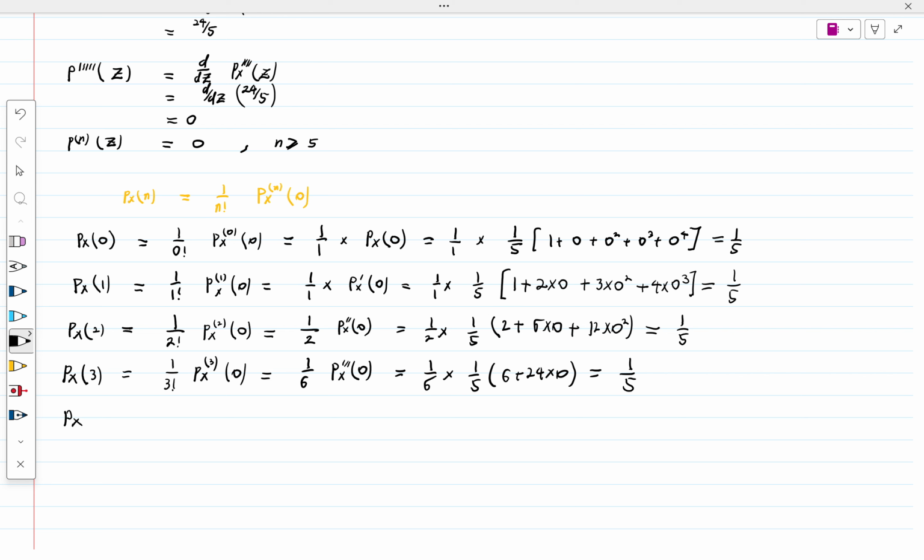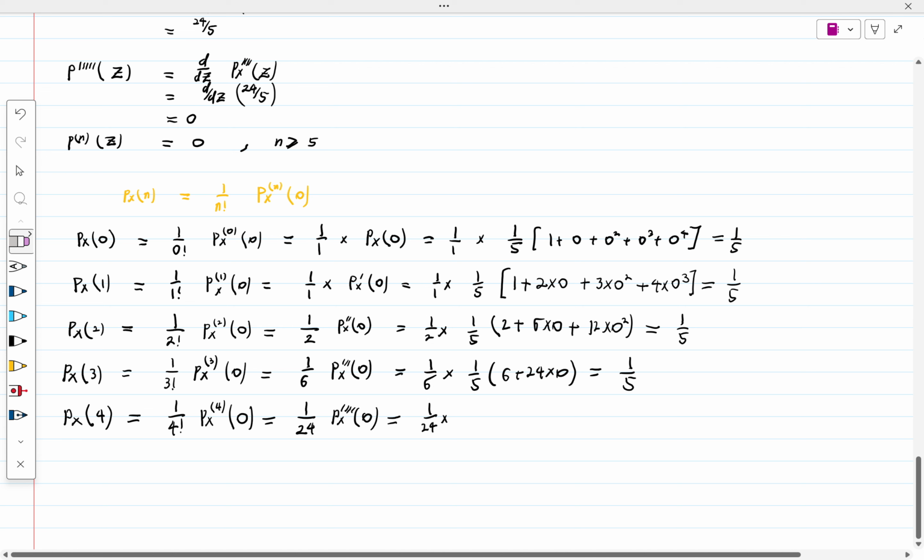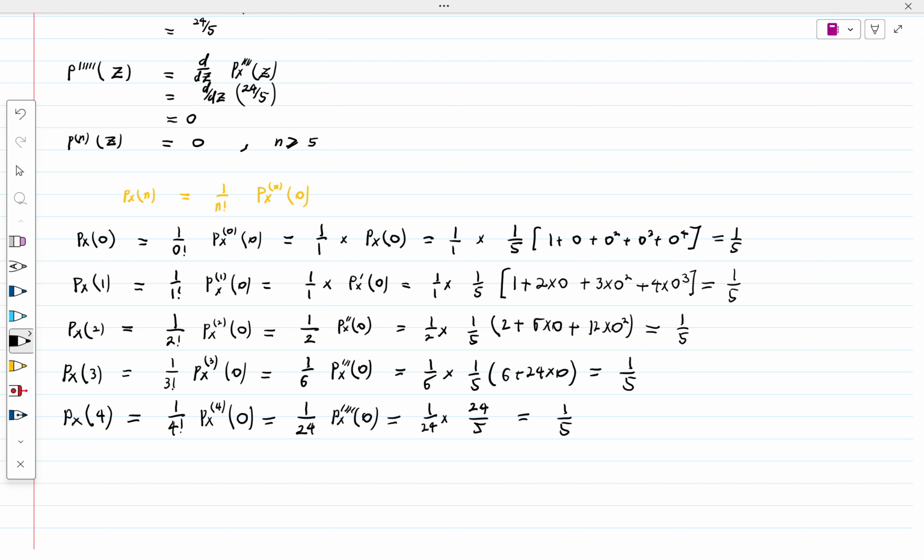P_X(4) is equal to, by definition, 1 on 4 factorial times the fourth derivative evaluated at 0. Now, 4 factorial is 1 times 2 times 3 times 4, which is 24. I'm going to rewrite this as quadruple prime evaluated at 0. This becomes 1 on 24 times 1 on 5. Here was the fourth derivative. It was simply 24 on 5. So let me rewrite that as 24 on 5, which is just simply equal to 1 on 5.